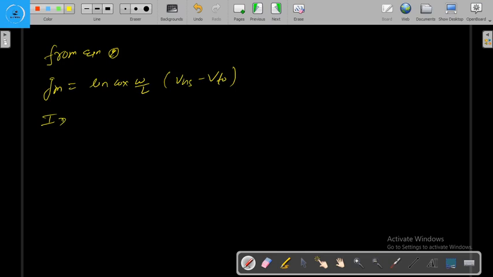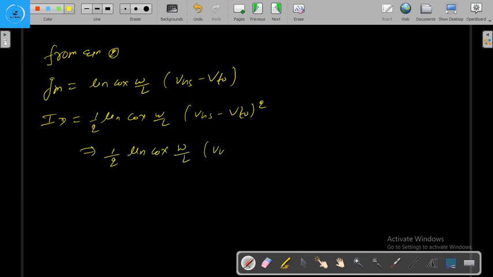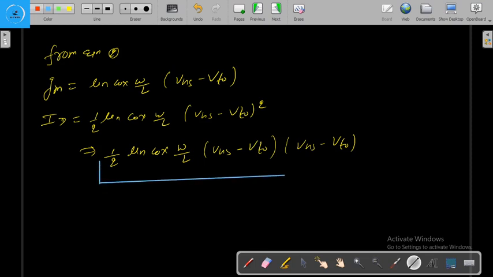and we know that Id will be equal to 1/2 μn Cox W/L (Vgs − Vt0)². Now we can write this as 1/2 μn Cox W/L for the NMOS, (Vgs − Vt0) into (Vgs − Vt0). Now see here, this part is nothing but our transconductance, right?